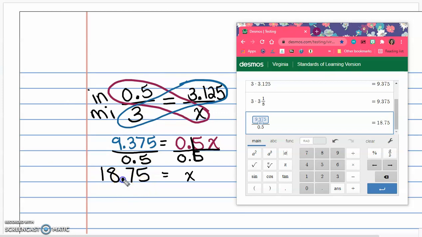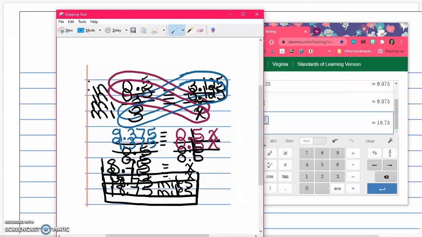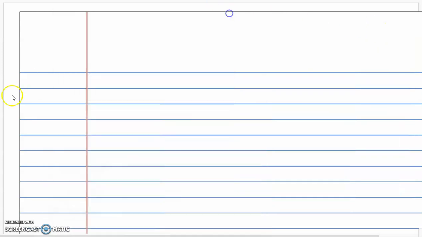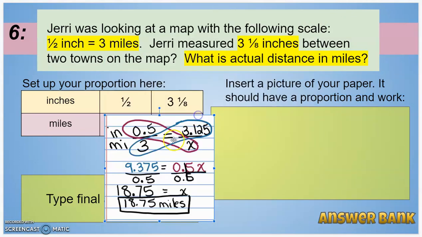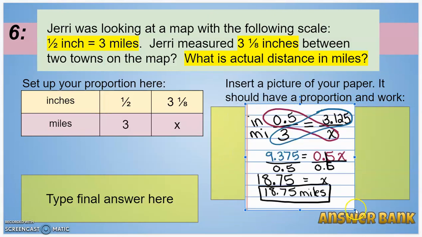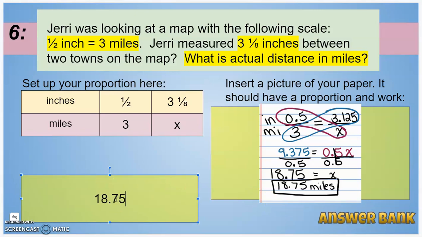And remember, this was talking about miles in real life. So my final answer is 18.75 miles. I know I want to show this work, so I'm going to go ahead and get a screenshot of my work. In real life, you would insert a picture of your work. Okay, this is representing inserting a picture of my work, just like you're going to do, but you're going to insert a picture of your real handwriting. Okay, and the final answer was 18.75 miles.